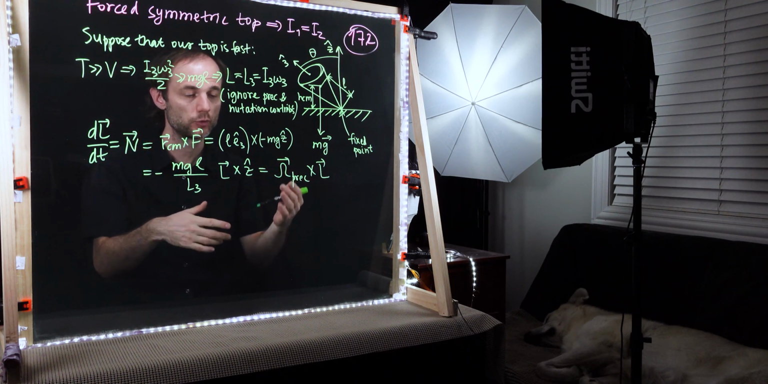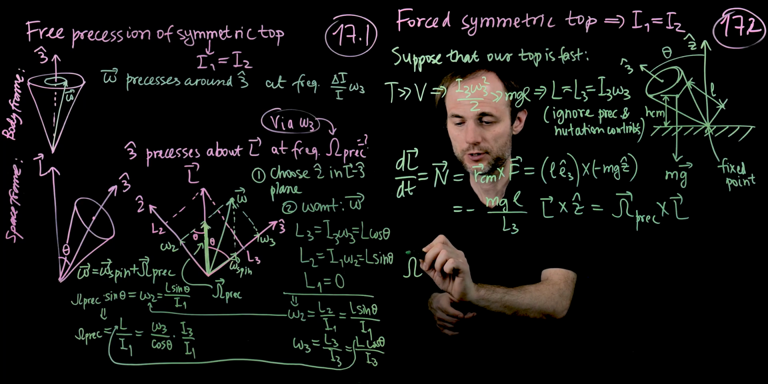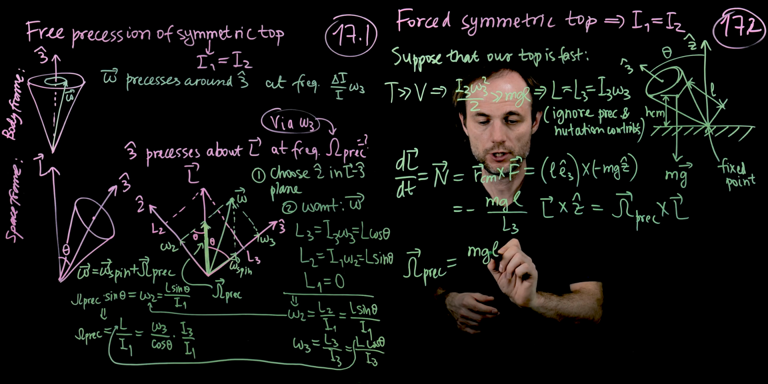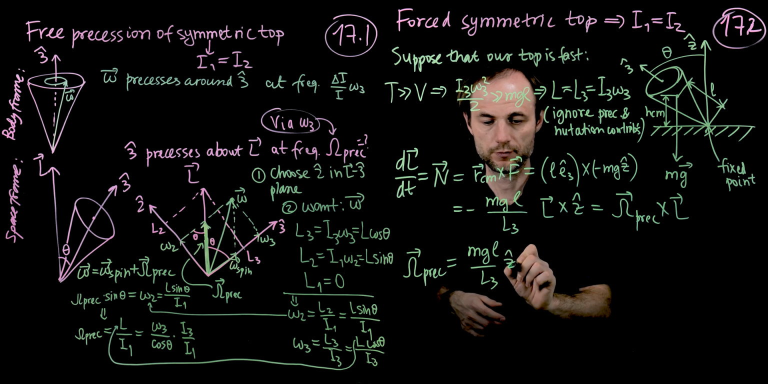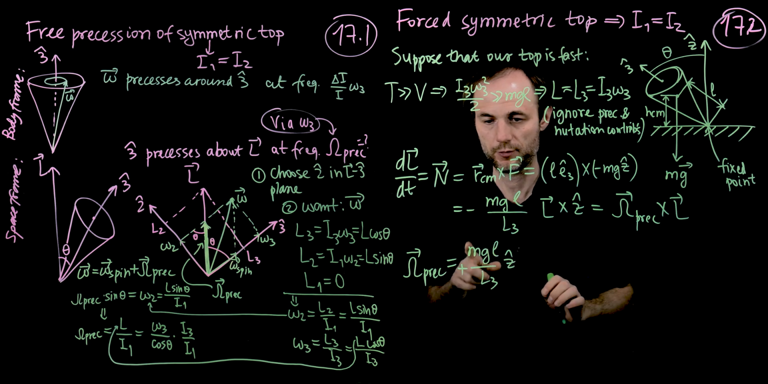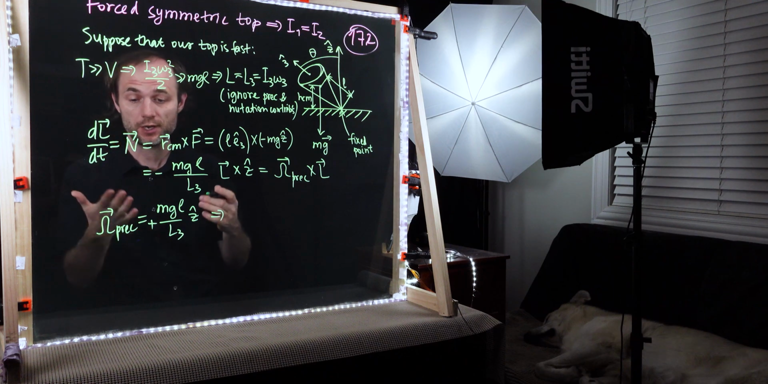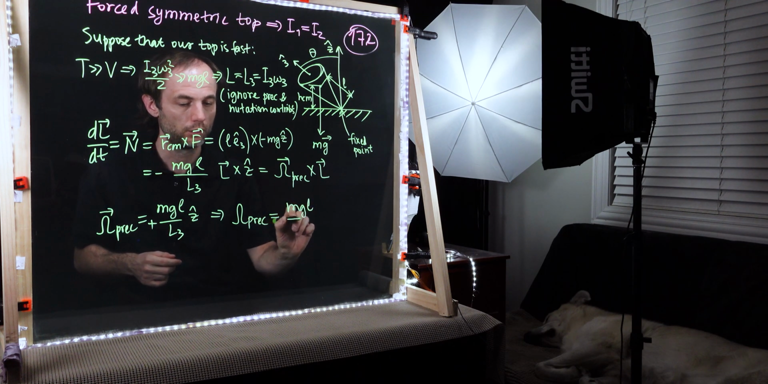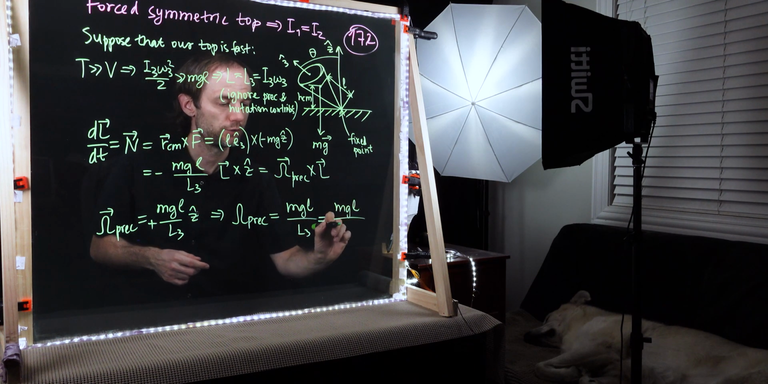So now we can combine the terms and immediately express omega precession from here in the vector form. And omega precession will be given by mgl divided by L3 times z, with plus sign, because this minus sign allows us to flip the order of the product. So this is amazing. We have just found out what is our precession frequency, and its magnitude is given by mgl divided by L3, or by plugging in L3 from here, it's given by mgl divided by I3 times omega 3.